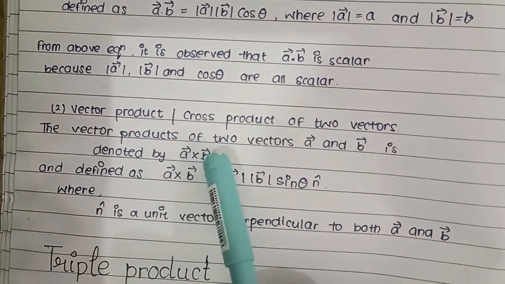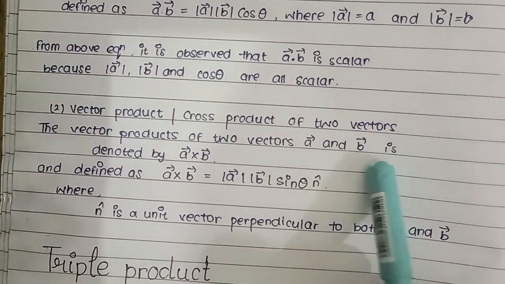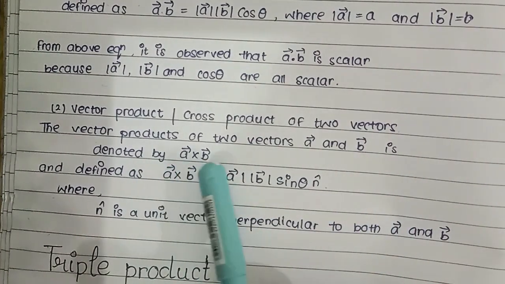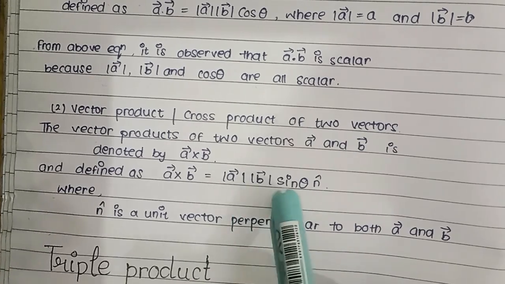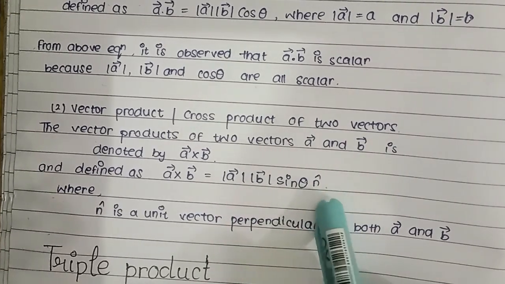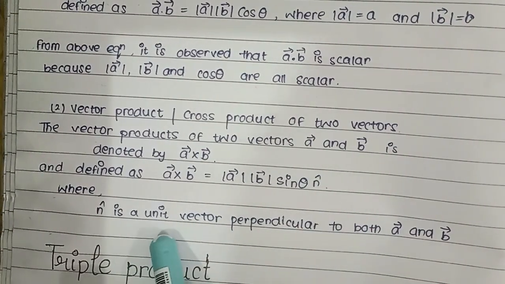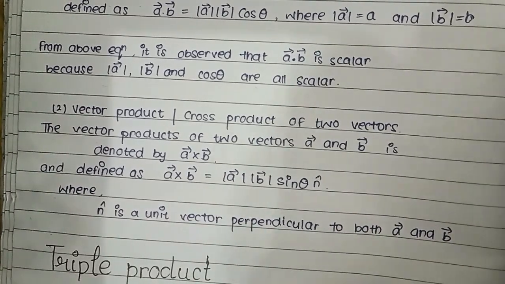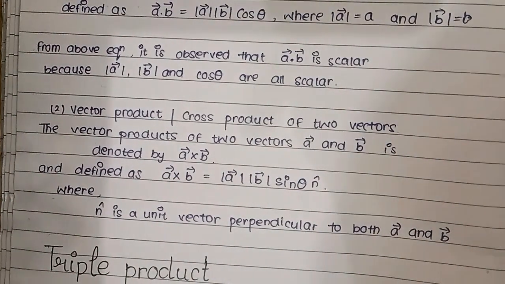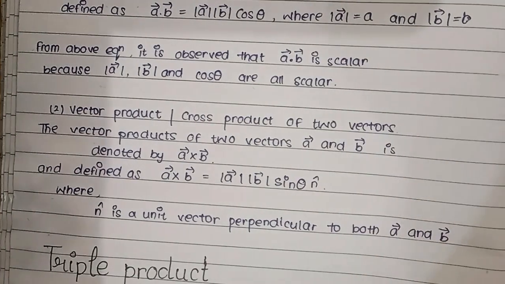The vector product of two vectors a vector and b vector is denoted by a vector cross b vector and is defined as magnitude of a vector, magnitude of b vector, sine theta, n cap. Here n cap is the unit vector perpendicular to both a vector and b vector. So here we have completed the basics of the product of two vectors.